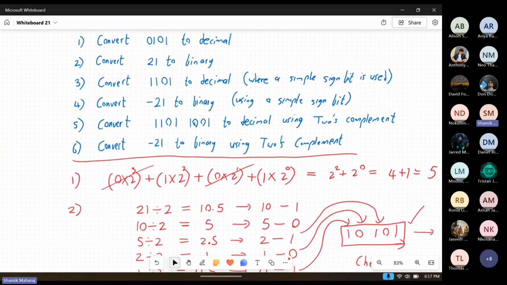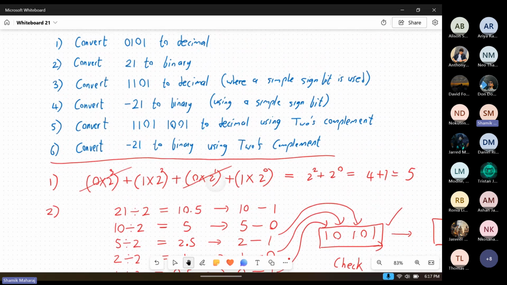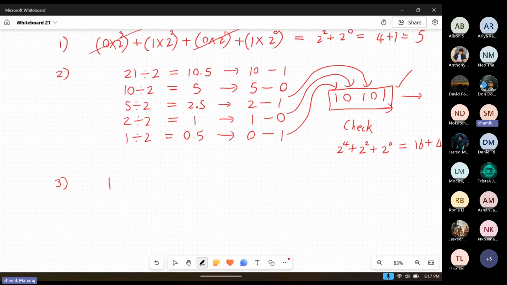Okay, so that was number 2. Number 3 says convert 1101 to decimal, where a simple sign bit is used. So remember, simple sign bit means that the first bit... so what is the number? 1101. A simple sign bit means that this here represents the magnitude of the number, and this here represents the sign. So a 1 means negative, a 0 means positive.